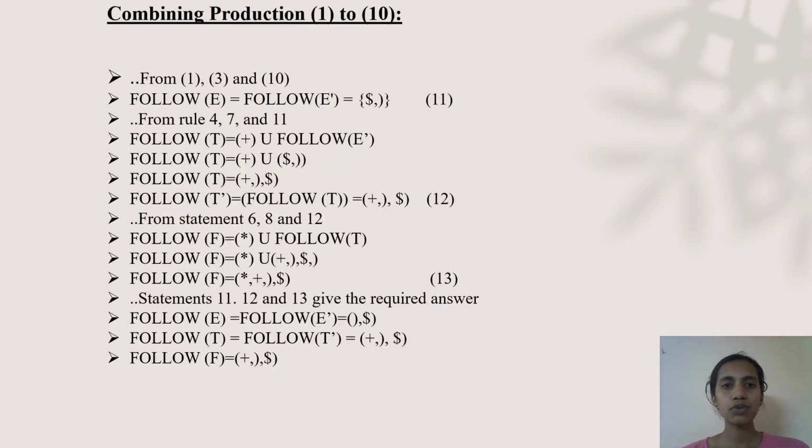So from this overall, the follow sets will be: follow of E is equal to dollar comma close brace, follow of E dash is equal to dollar comma close brace, follow of T is equal to plus comma dollar comma close brace, follow of T dash is equal to plus comma dollar comma close brace, and follow of F is equal to star comma plus comma close brace comma dollar.